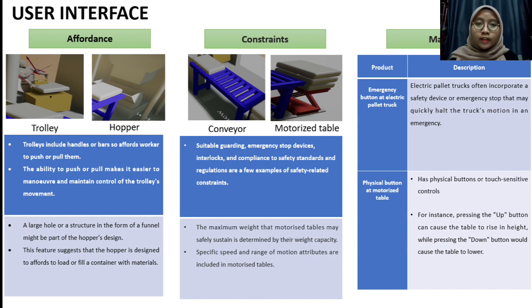Secondly, constraint. For the conveyor, an emergency stop device, interlock and compliance to safety standards and regulations are a few examples of safety-related constraints. For the motorized table, the maximum weight that the motorized table may safely sustain is determined by its weight capacity. And last, mapping with the emergency button at the electric pallet truck.